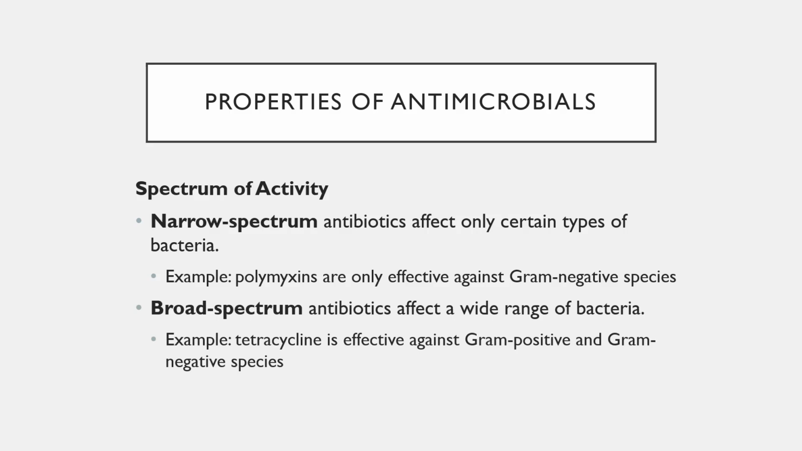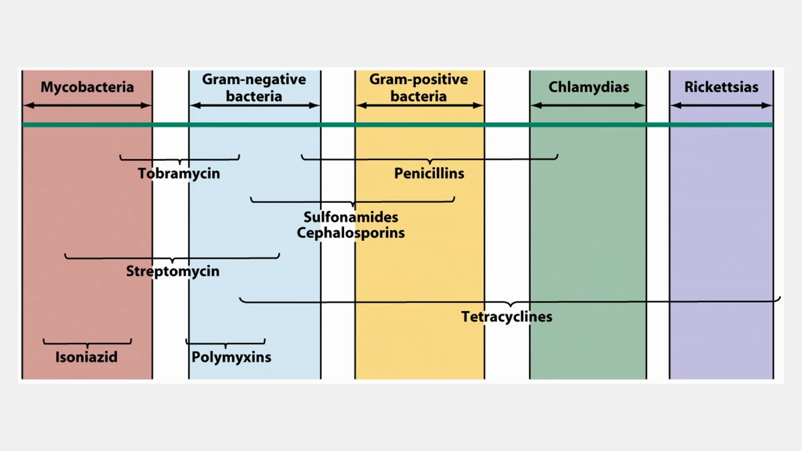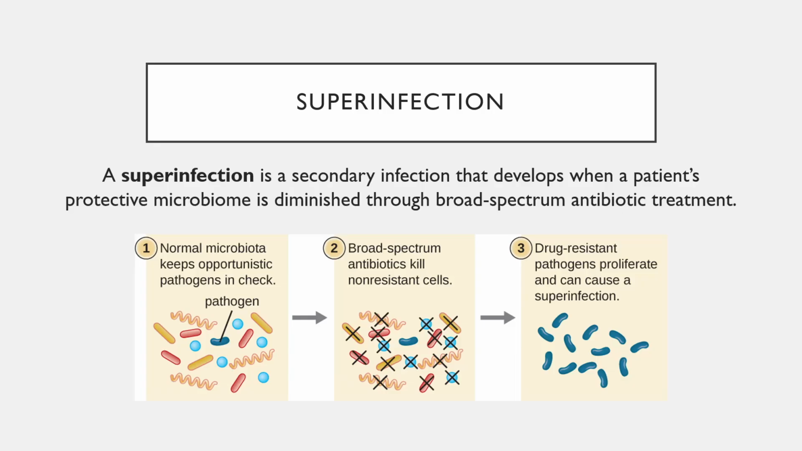For example, tetracycline is effective against both gram-positive and gram-negative species. This figure right here gives you a nice visual picture of how broad versus narrow the activity spectrum is for some common antibiotics. For example, we can see polymyxins have a very narrow spectrum, whereas tetracyclines have a broad spectrum. And it may seem like it's better to have a broad spectrum versus narrow spectrum. However, the use of broad spectrum antibiotics can lead to something called a superinfection.